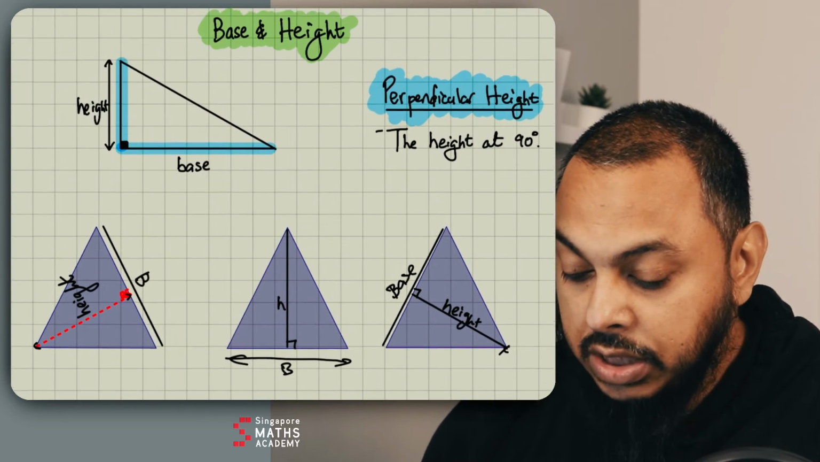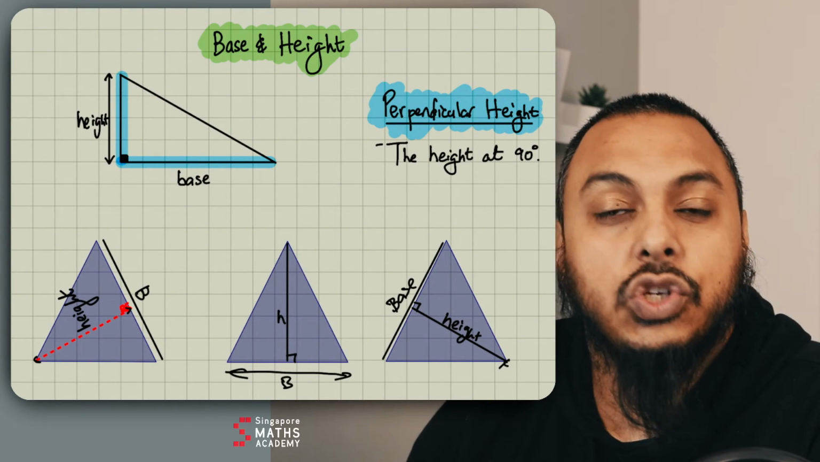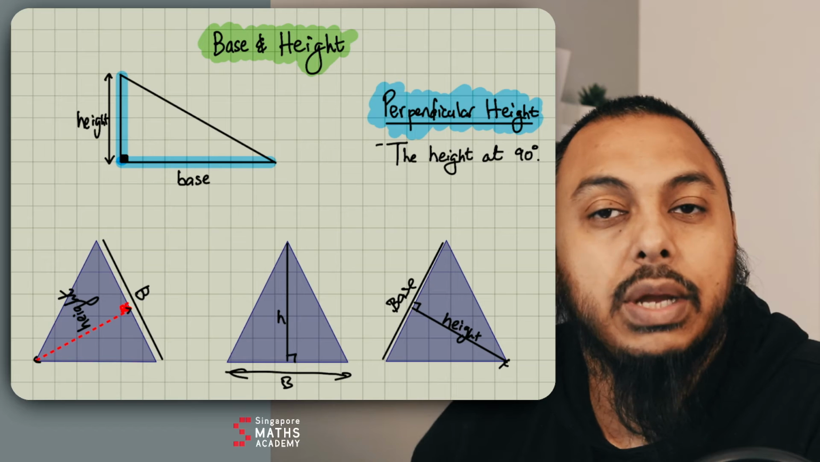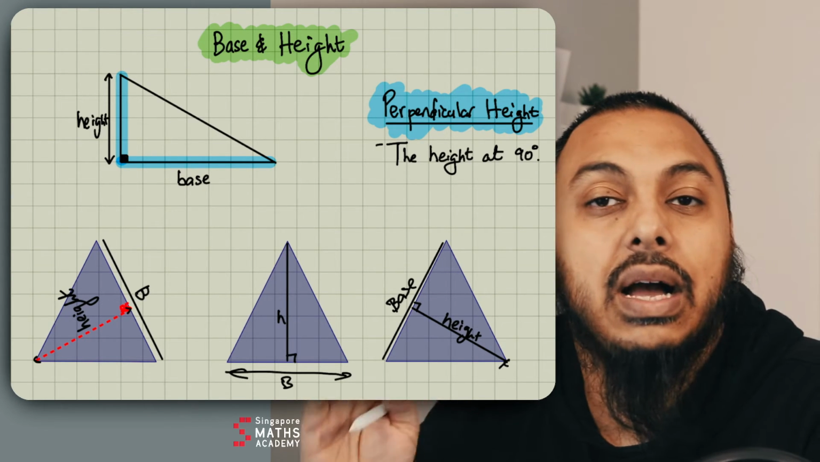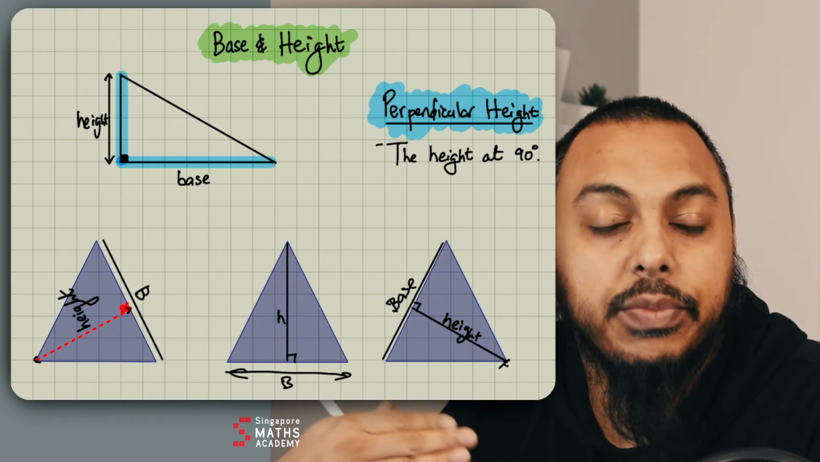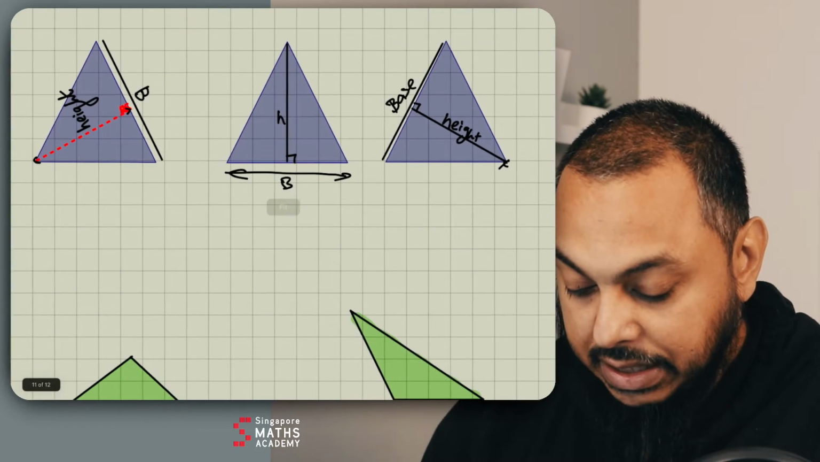So new terminology, perpendicular height. It just means the height from a point from the base at 90 degrees, right? The line, that's the height. It has to be at 90 degrees from the base. And that's called a perpendicular height.